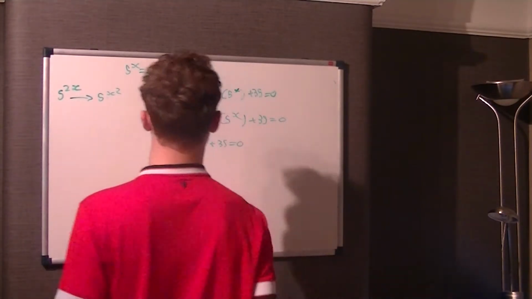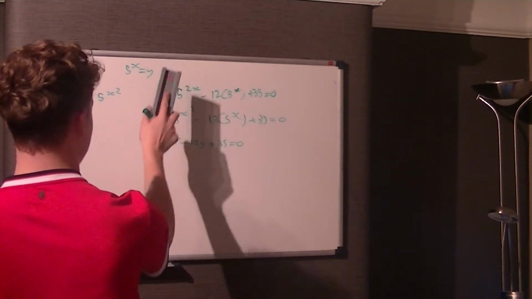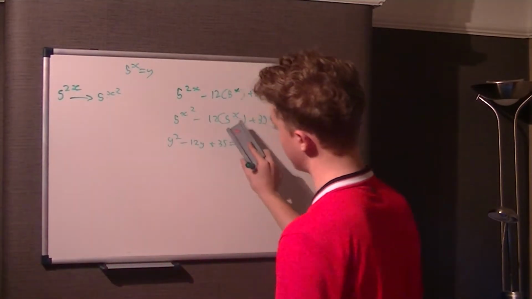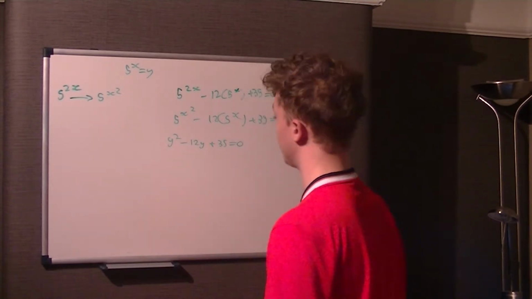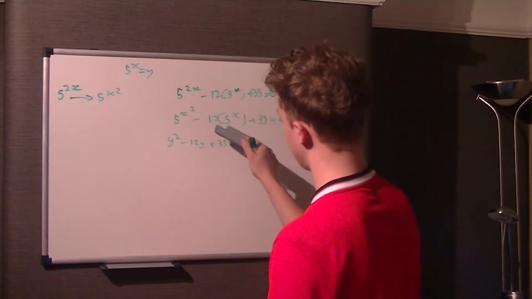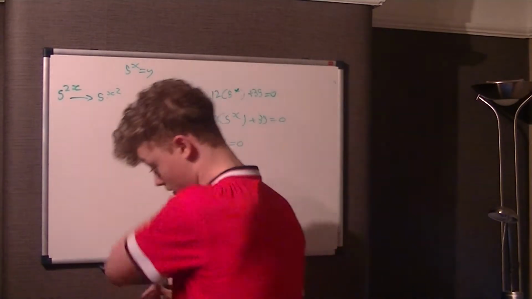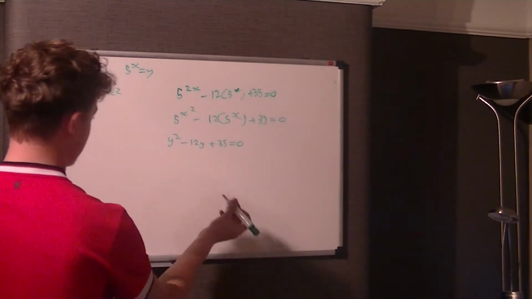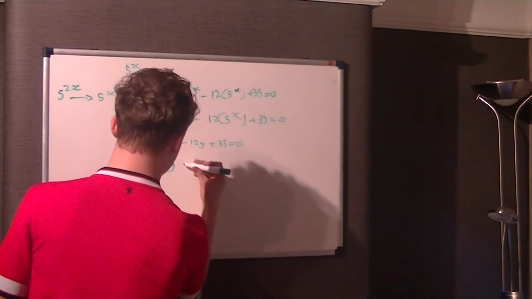If you're unsure of how we got that, the y squared is, if 5 to the x is y, then square it, you get y squared. 12 times 5 to the power x is not 12 times 5 and then put an x on it. 5 to the x equals y, so that is essentially y. You times it by 12 to get 12y, and 35 doesn't change. Okay, so that's your equation, and that can factorise.